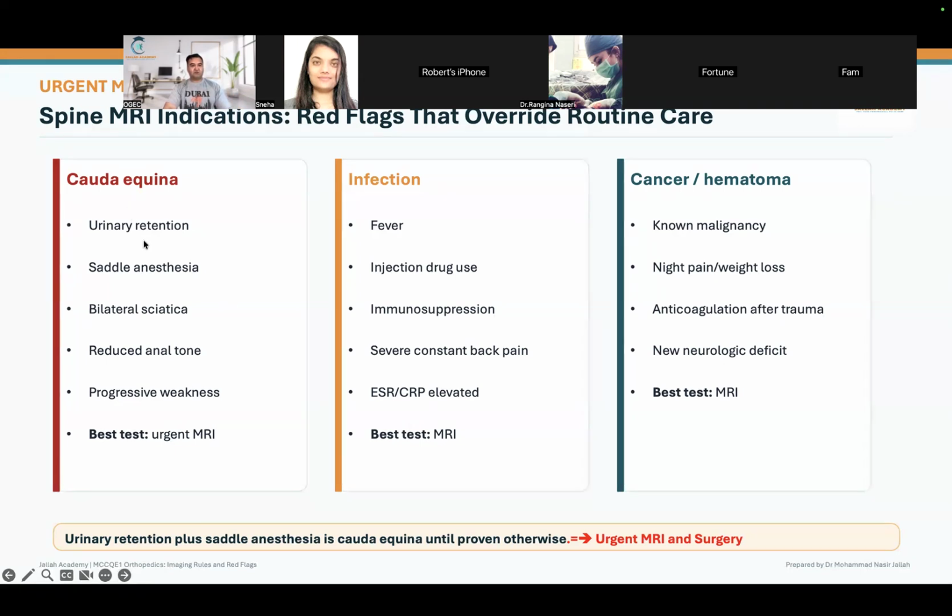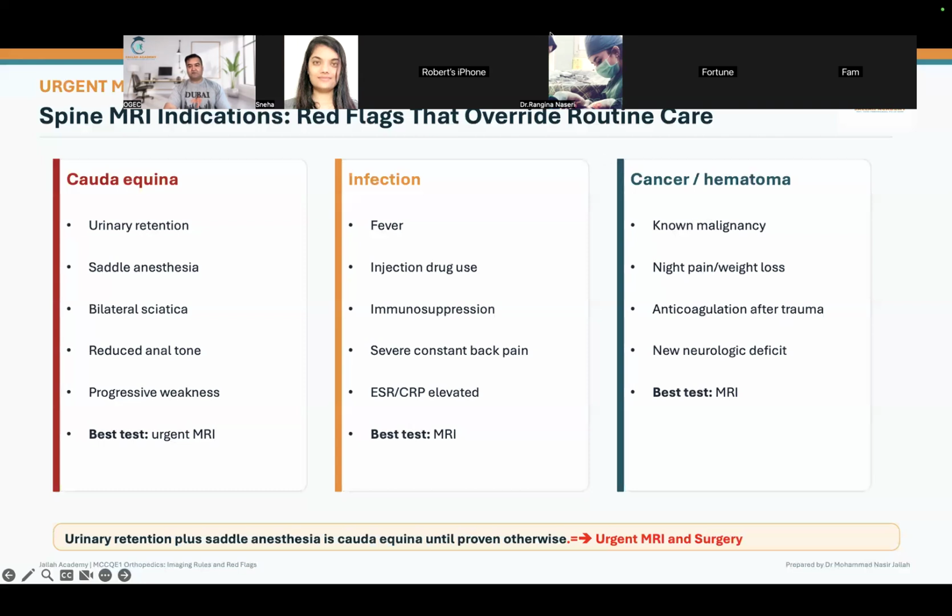So cauda equina: the patient will have urinary retention, saddle anesthesia, bilateral sciatica, reduced anal tone, progressive weakness. Best test MRI. Fever, infection, injection drug use, immunosuppression, severe constant back pain, ESR and CRP will be high, and MRI.